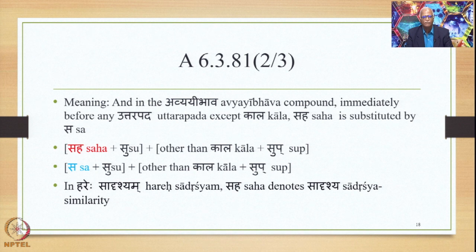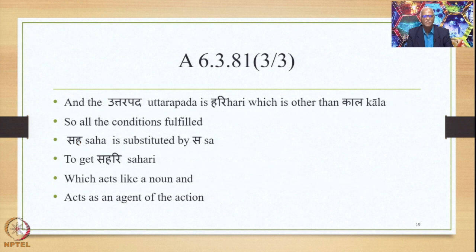In the present case, where we had harehe sadrushyam as the laukika vigraha and saha denotes sadrushya, and the uttarapada is hari, which is other than kala, so all the conditions are fulfilled, and then saha is substituted by sa, and we get the compound output sahari, which acts like a noun in the sentence bhakte sahari vartate and acts as an agent of the action. This is equally important to remember. So we also studied the sutra avyayibhave chakale, which substitutes saha by sa, and we shall use this in the upcoming conditions as well as sutras.